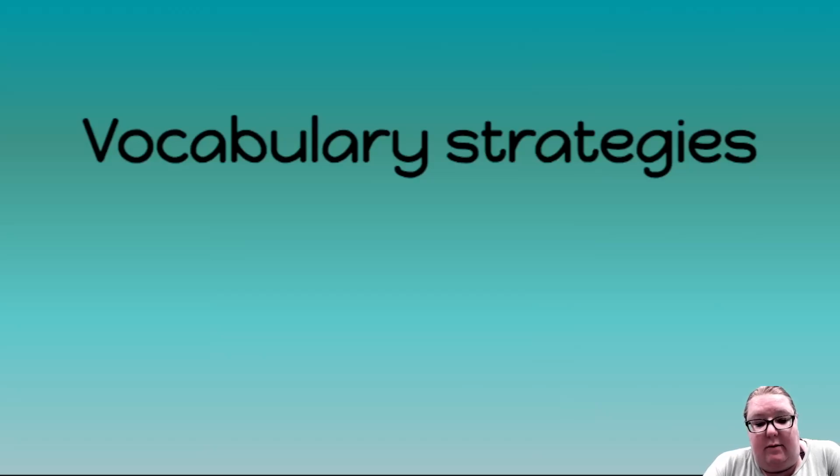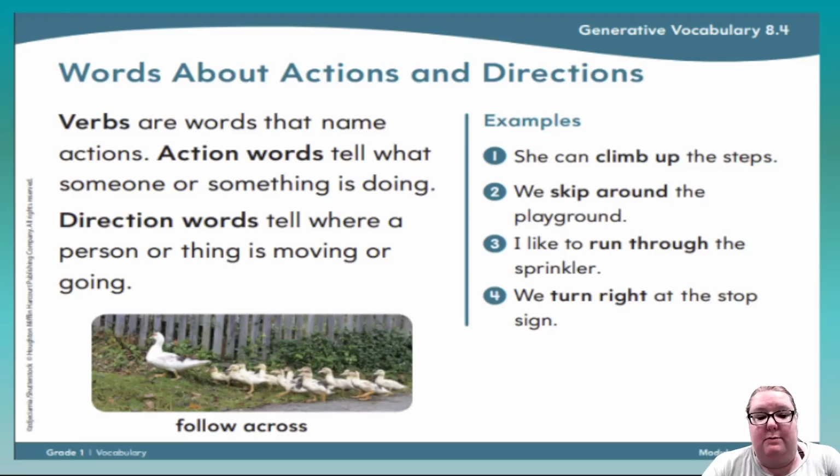We will have some vocabulary strategies that are really important for students. The first one is words about actions and directions. They'll learn that verbs are words that name action. Action words tell what someone or something is doing. Directions tell where a person or thing is moving or going. Here are some examples, right here on the slide for you. She can climb up the steps. Just ask your student which one is the action word and which one is the direction word. Those are some ways you can interact with your student and help them to understand actions and directions.